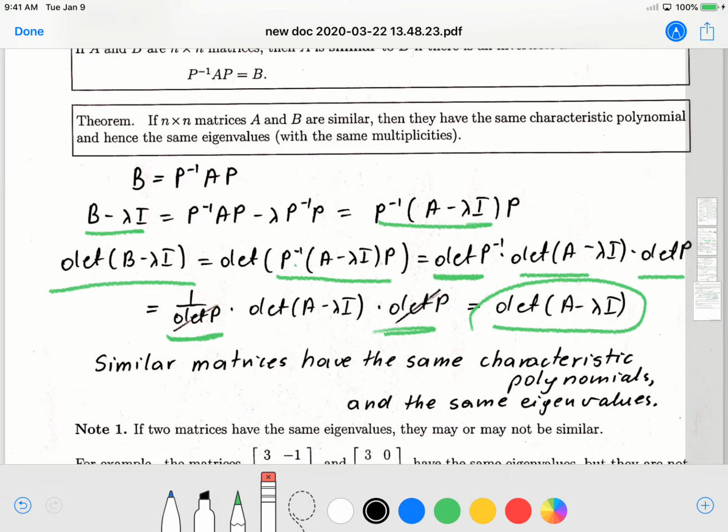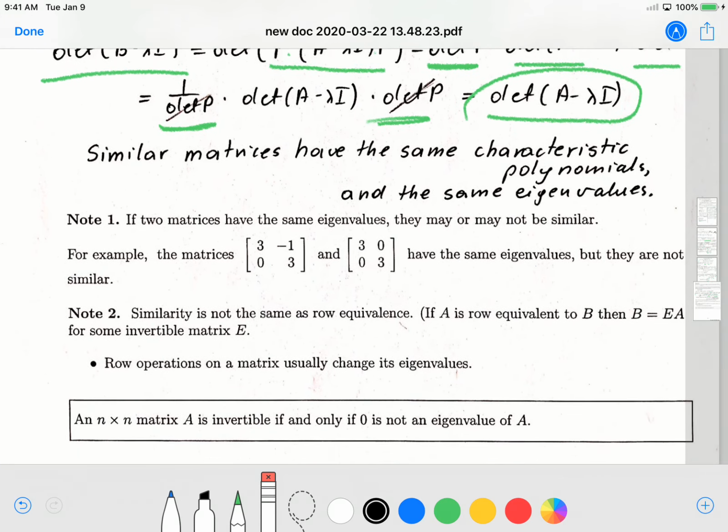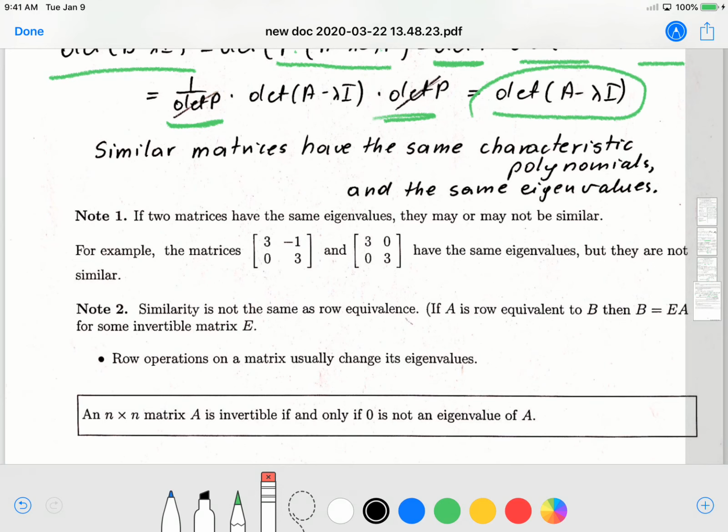But the converse is not always true. That means if two matrices have the same eigenvalues, they may or may not be similar. And that's the first note we have here. If two matrices have the same eigenvalues, they may or may not be similar. So for example, those two matrices have the same eigenvalues because eigenvalues are the numbers standing on the main diagonal, but they are not similar.